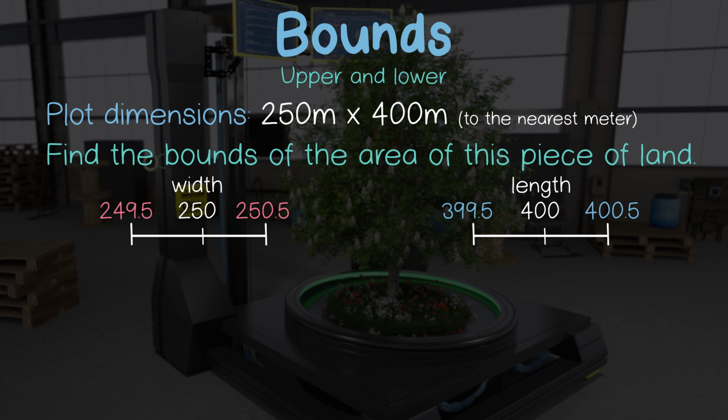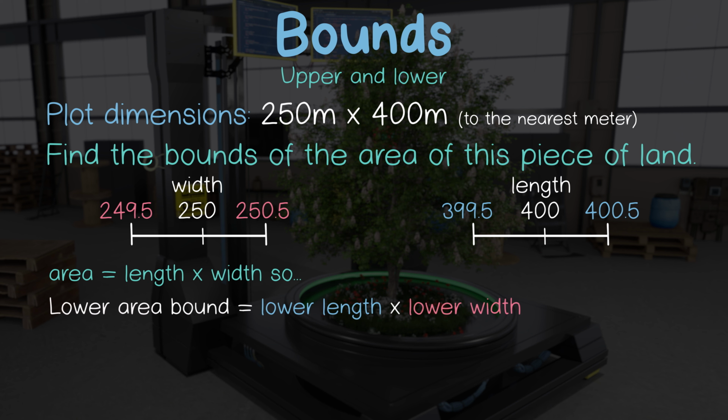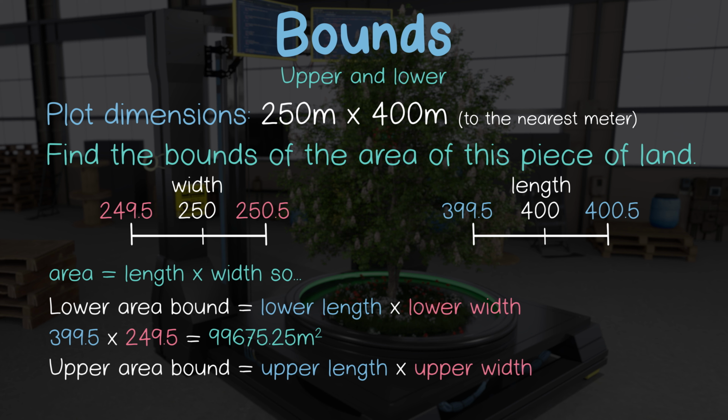And now we can use these to find the bounds of our area. So the area's lower bound is found by multiplying our lower bounds together. And then all we have to remember as well is that it will be meters squared because it's area. And then we do the same to find our upper bound, multiplying our upper bounds together.